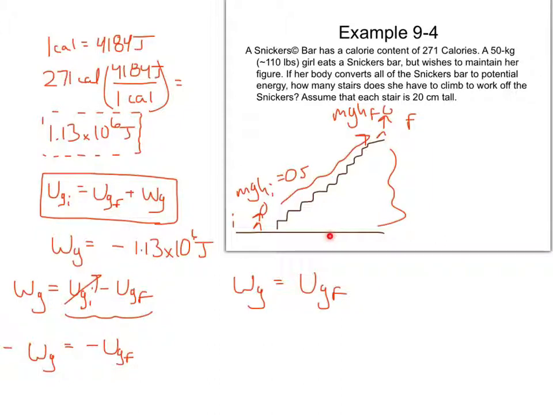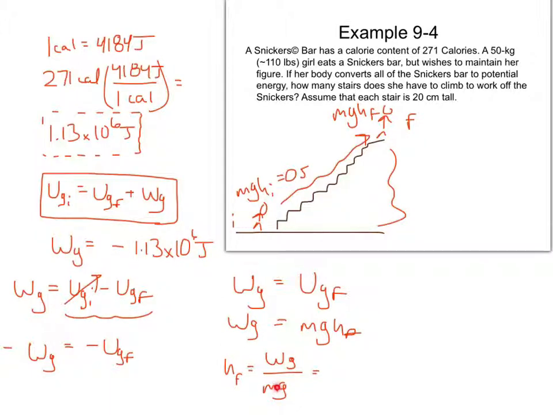All right, so 1.13, well, you know what? I'm not going to do that quite just yet. I'm not going to plug anything in. I'm going to write our equation for final potential energy, and that's mg times h final. And if we're solving for h final, work due to gravity, we're going to divide by m and g, and so our working equation for the final height is work done by gravity divided by the mass of the girl times gravity. This is a subscript g. That's an actual g right there.